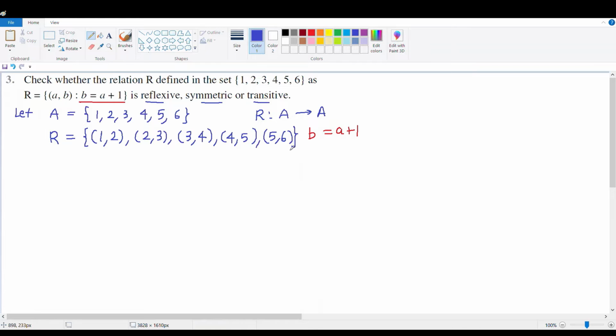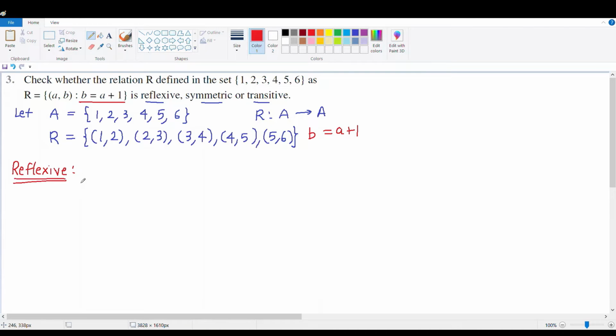So we need to stop here at (5, 6), because we cannot take a equal to 6: it belongs in A, but as soon as you follow 6 plus 1, that 7 does not belong in A. We cannot use that part. So this many elements are there in our R set. Now we need to check for reflexive, symmetric, or transitive. Let's start with reflexive.